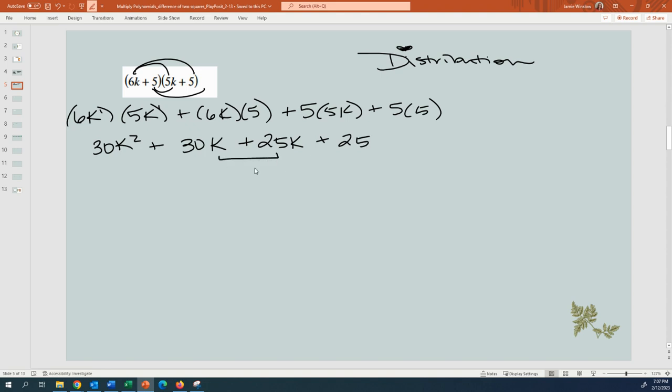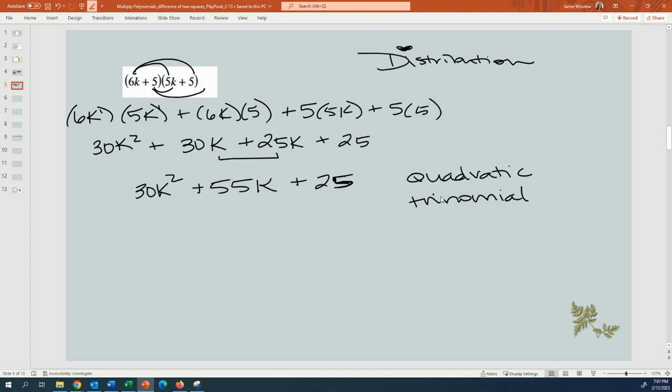Now we're going to combine like terms. You may start to see a pattern here, right? We're going to have a squared term. These are always going to combine, 60k. And then we'll have a constant. So this is a trinomial. It's a quadratic because it's squared. Here, let's write that. It's a quadratic because the highest variable is squared. And it's a trinomial because it has 3 terms.